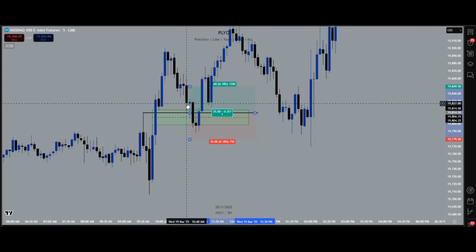Remember, where do you target? This candle taps, or this candle taps in the FVG for the first time, which means you look to the left. It's going to be this high. This one plays out. It gets TP.